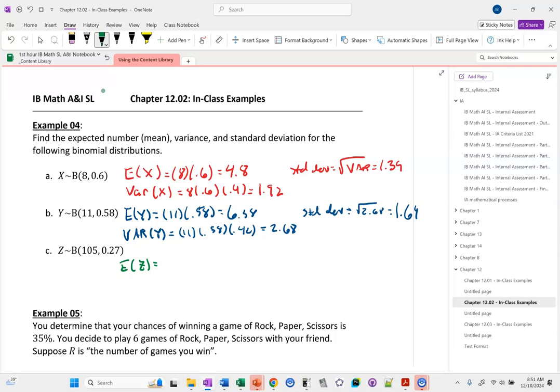What's the expectation for Z? Yes, good. And what's the variance?